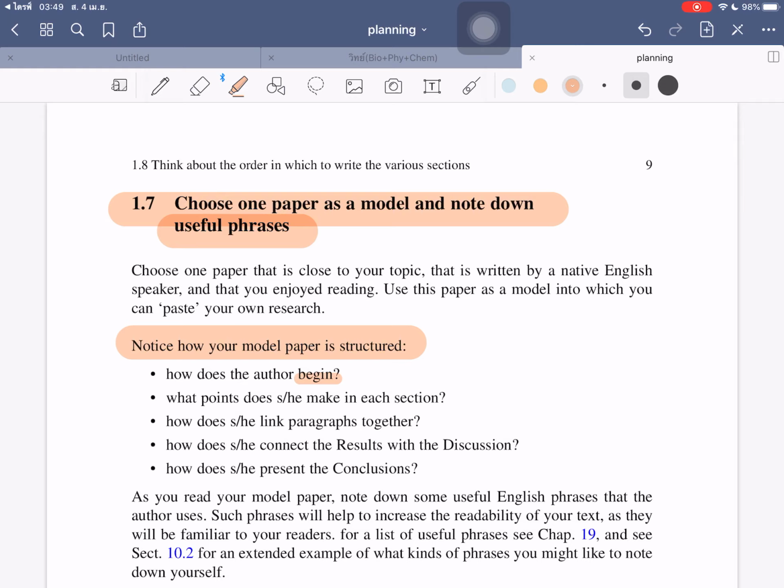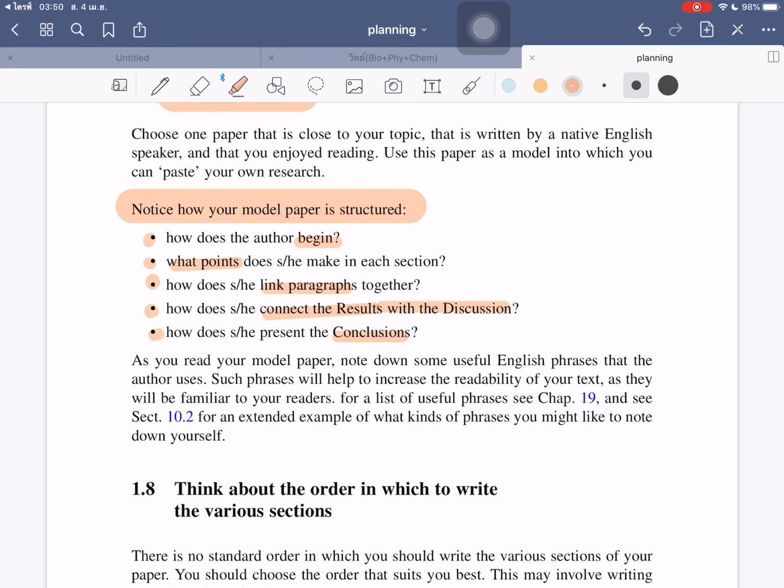Second, what point does your model paper make in each section? And the third one, how are the paragraphs linked together? It's looking at the coherence between the different paragraphs, how the results and the discussion are connected, and how the conclusion is presented. You look at the model paper at this checkpoint.